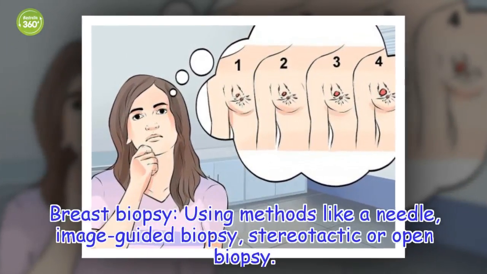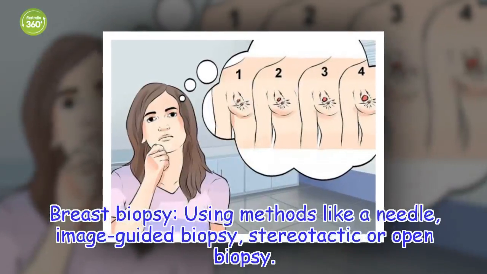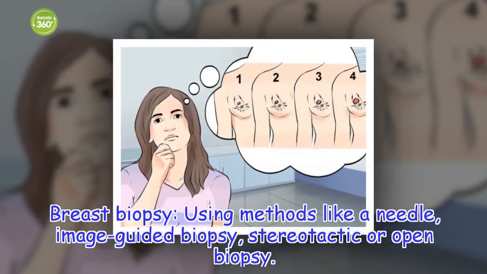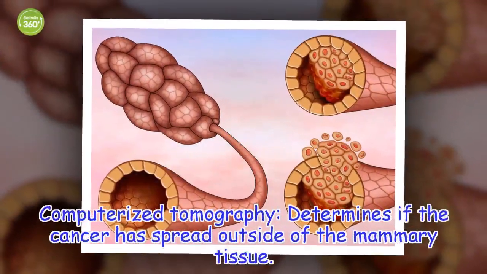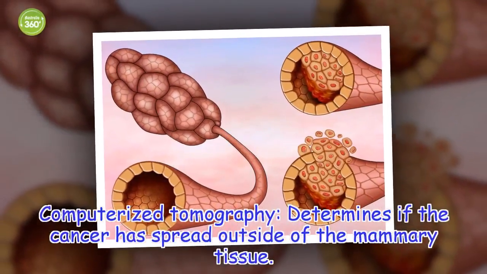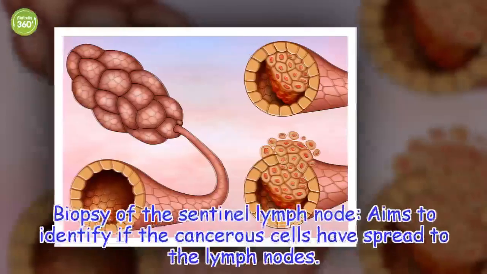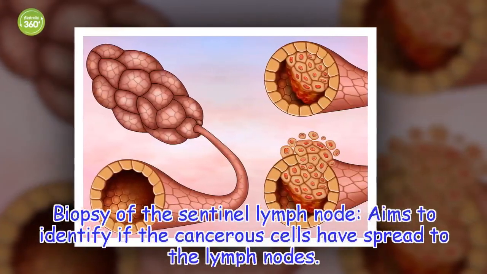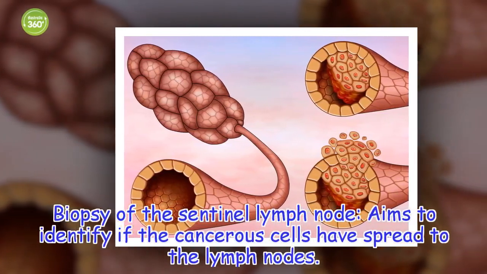Breast biopsy, using methods like a needle, image-guided biopsy, stereotactic or open biopsy. Computerized tomography determines if the cancer has spread outside of the mammary tissue. Biopsy of the sentinel lymph node aims to identify if the cancerous cells have spread to the lymph nodes.